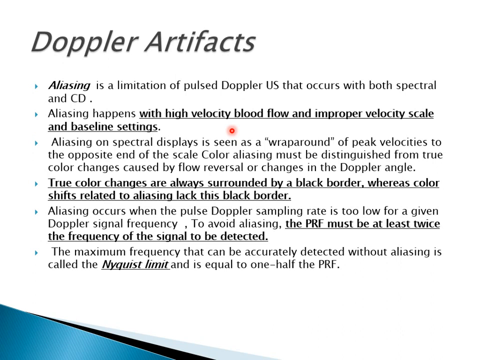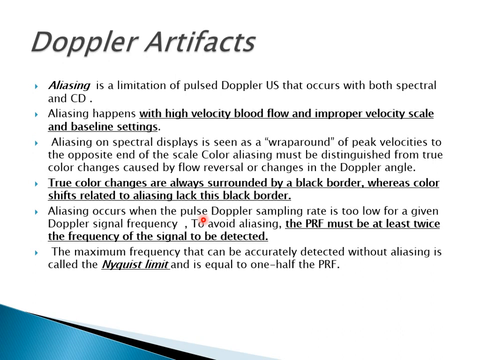Some Doppler artifacts we have. First of all, aliasing is a limitation of pulsed Doppler ultrasound that occurs within both spectral and color Doppler. Aliasing happens with high velocity blood flow and improper velocity scale and baseline settings. Usually the true color change is always surrounded by a black border, whereas color shifts related to aliasing lack this black border.